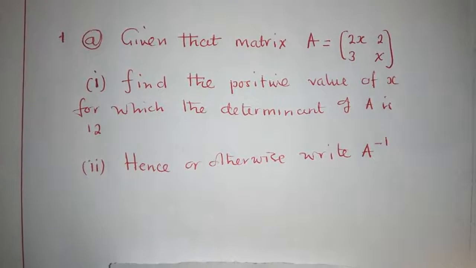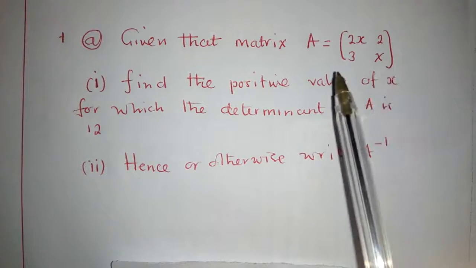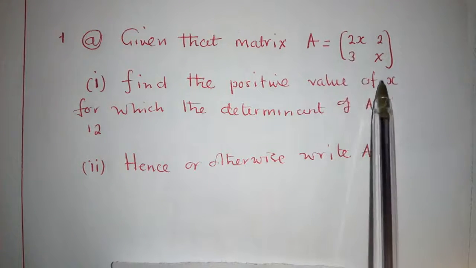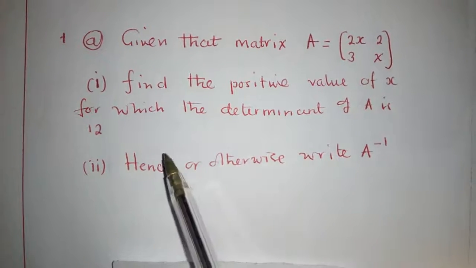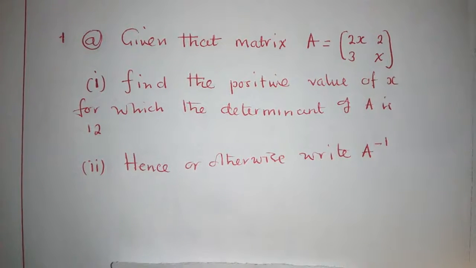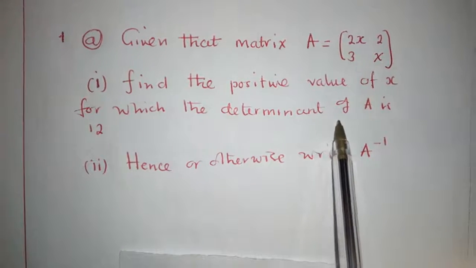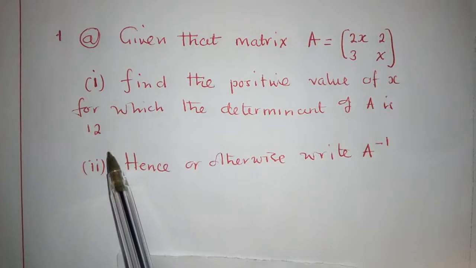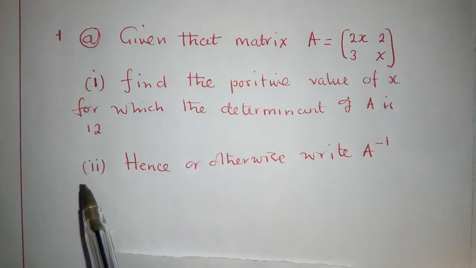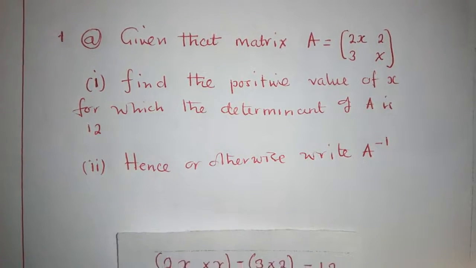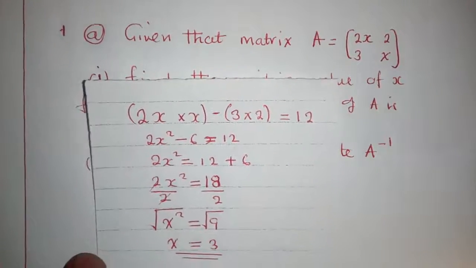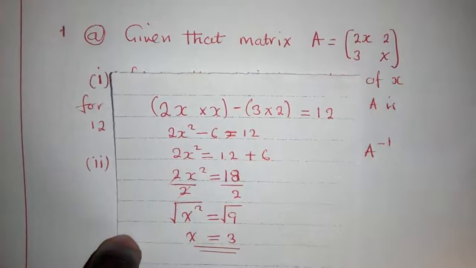So inside the matrix here there is x, this and this, so they want us to find the positive value of x. So what we basically do here, we follow the procedure of finding the determinant. Since they have said the determinant of A is 12 over here, so we follow the procedure. So once we do finding the determinant, the solution will look like this. This is how the solution will look like.